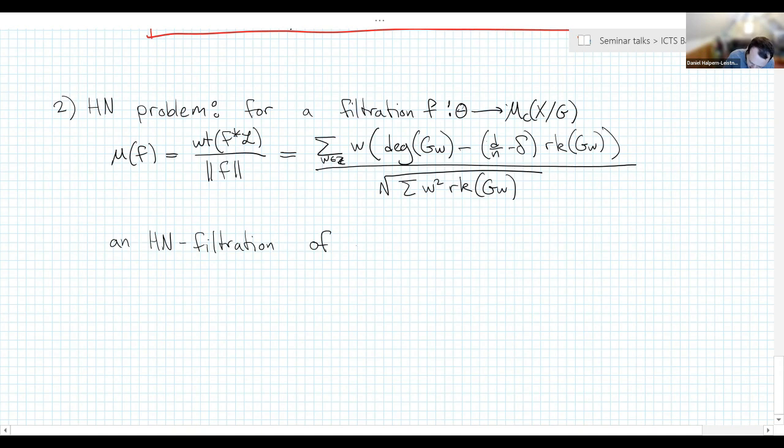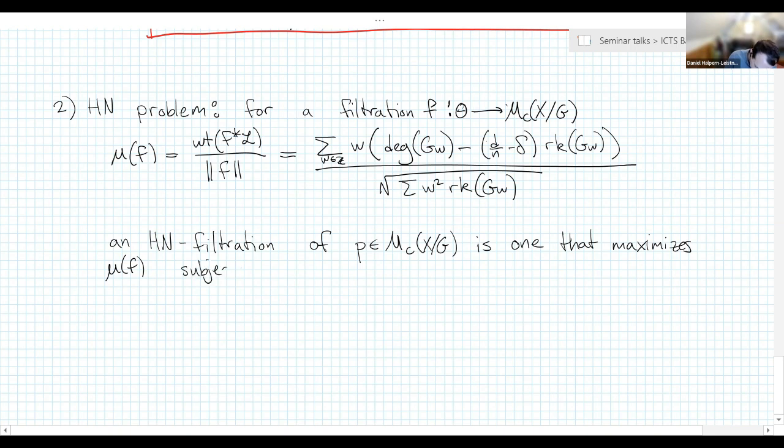Let me just call it what it is: an HN filtration of a point P is one that maximizes mu of f, subject to the constraint that f of 1, the underlying point, has to be isomorphic to P. So I look at all filtrations of P, and I find one that actually maximizes this number.